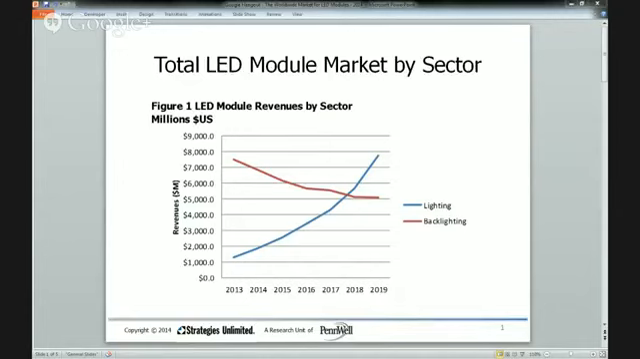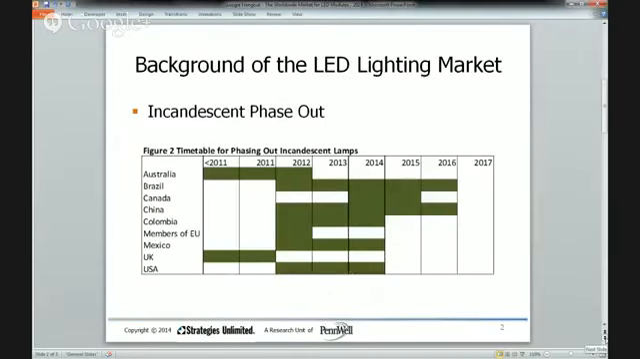For backlighting, I only showed a global number, and for lighting we split it, like I mentioned, by the different regions and the applications I mentioned. Now I'm going to discuss a little bit more about the lighting side of the market. The incandescent phase-out had a lot to do with the LED lighting market and the adoption of alternative light sources and therefore LED modules. This table below gives a timetable of the phase-out schedule for different countries.